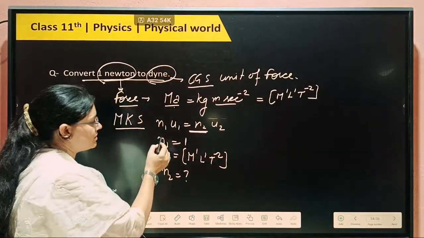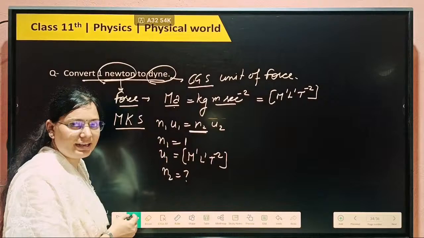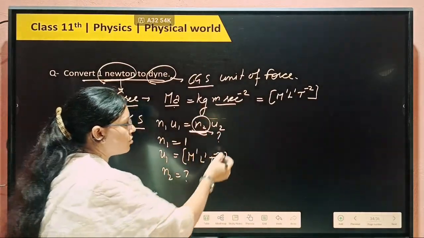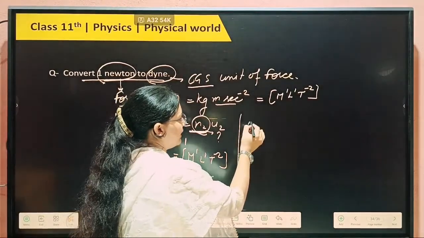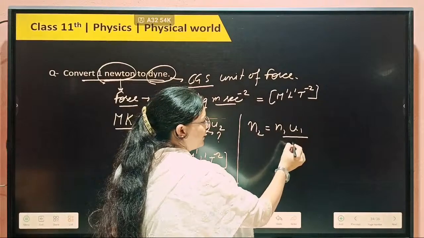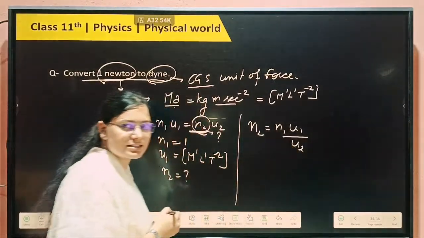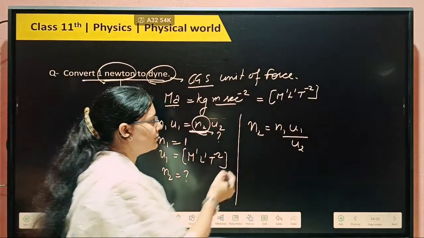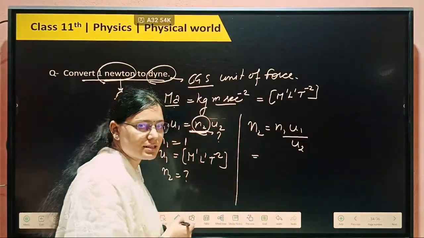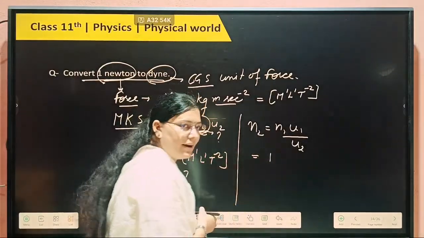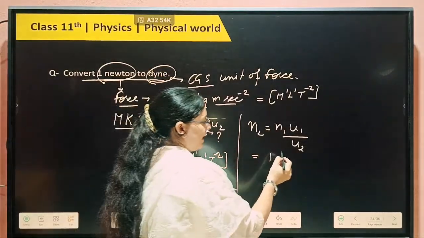So here you have to find n2. Clear? 1 Newton equals how many dynes means you have to find n2. How can you find n2? Mathematically, we can write n2 equals n1 u1 by u2. Yes or no? This is the rule for finding any such equation. Now put in the values of these terms. n1 equals 1 only.